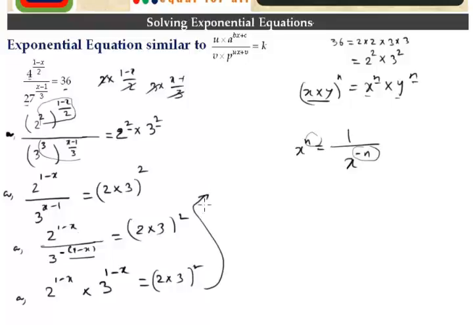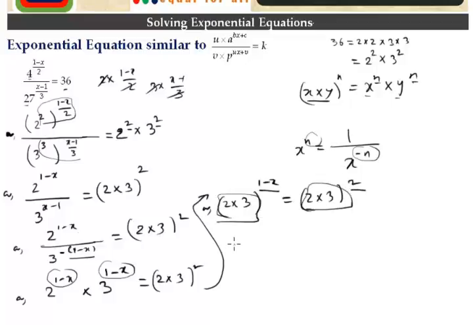So 2 to the power (1 minus x) and 3 to the power (1 minus x), these two powers are the same. Using the formula, we can write (2 times 3) to the power of this common power (1 minus x) equals (2 times 3) to the power 2. So 1 minus x and 2 will be equal because these two bases are the same. So 1 minus x equals 2, or minus x equals 2 minus 1, that is 1. So minus x equals 1, therefore x equals minus 1.